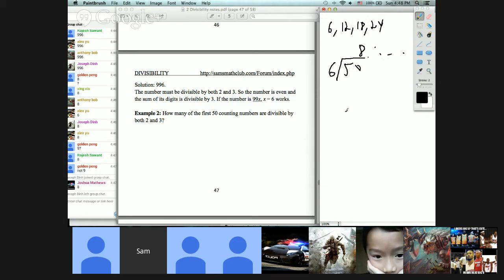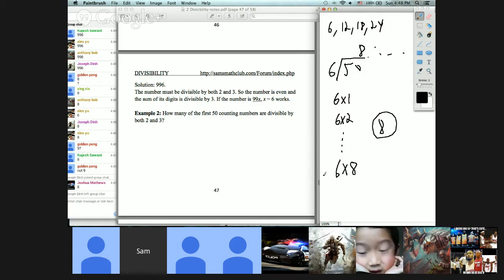So basically it's 6 times 1, 6 times 2, etc. till 6 times 8, which is equal to 48, which is under 50. So 1 to 8, they're a total of 8. So you could either list or you could divide 6 into 50, get a decimal, and then figure out that it's 8.